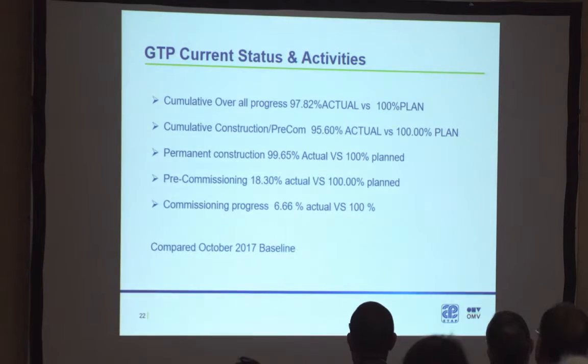We'll finish with the current states of the GTP. So the cumulative overall progress is 97.82. Permanent construction is 99%, pre-commissioning 18%, commissioning progress is 66%. This is compared to the October baseline of 2017.